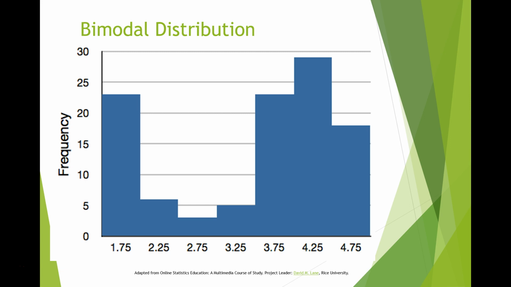This graph shows the frequencies of times between eruptions of the Old Faithful geyser. The distributions shown up until now have all had one distinct high point or peak. This distribution has two distinct peaks, one at 1.75 and one at 4.25. A distribution with two peaks is called a bimodal distribution.